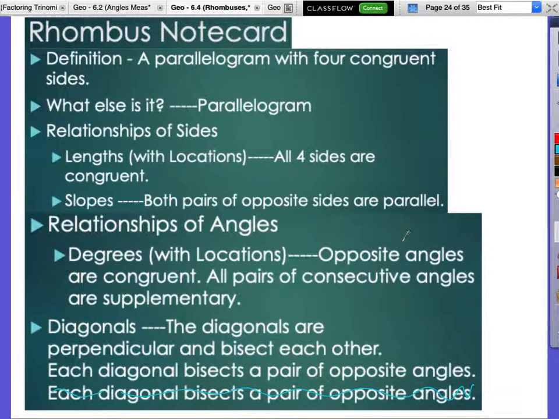So we know all of this about the rhombus. And the plural of that will be rhombi. Questions on this?